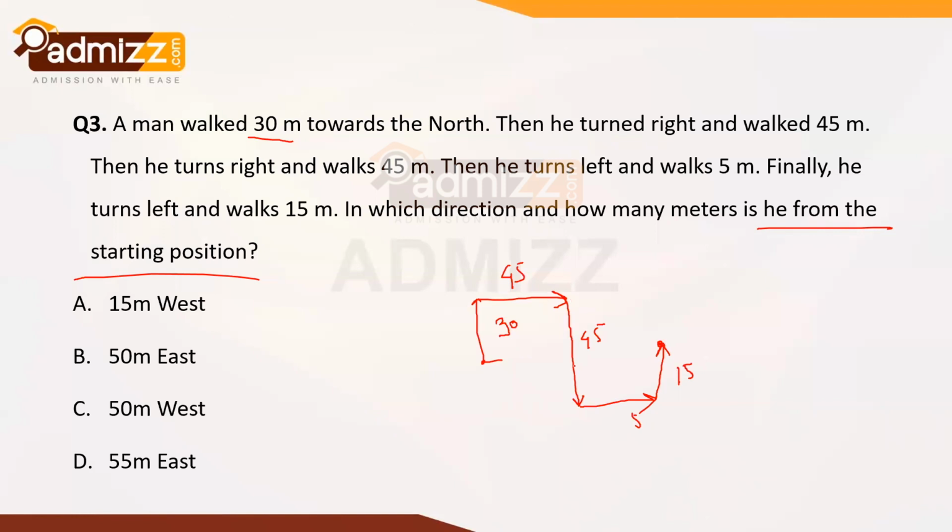Now the difference between 45 and 30 is 15. So what we can see is that his ending position is in a horizontal line from his starting position. So we simply add the distances. Since this is a rectangle, this is going to be 45. And since this bottom one is a rectangle as well, this is going to be 5. So 45 plus 5 is going to be 50 meters, right? So the correct answer is 50 meters east. Is everyone following on this?